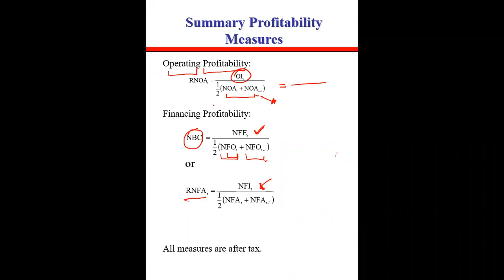Is it tax adjusted NFP or net NFA? The answer is yes, it is tax adjusted. And this one also, when you are taking the operating income in the return on net operating asset, that is also after tax. I probably have mentioned, all measures are after tax. So what we'll be doing now, we'll try to apply our learning to the Starbucks Corporation.